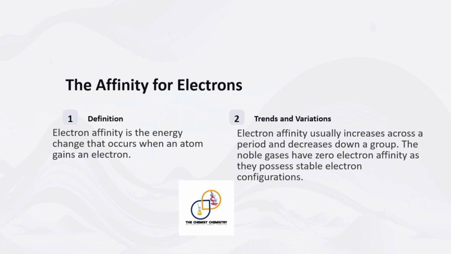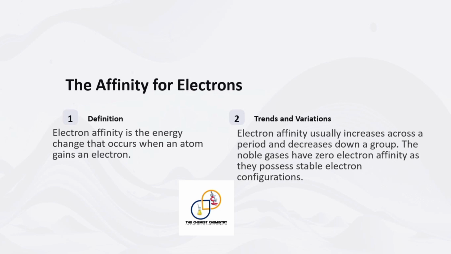When it is losing, the energy change is termed ionization energy. When it is gaining, we term it electron affinity, electron attraction. Let's take note of that. Now, trends and variation for electron affinity. Electron affinity increases across a period and decreases down a group.